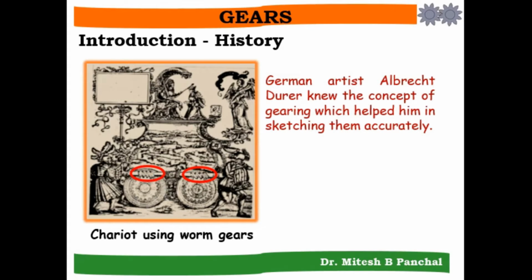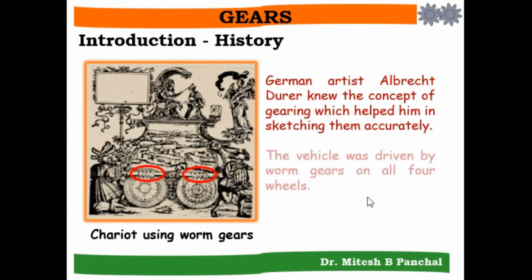The concept of gear mechanism was earlier also known, and people were using that concept to have the different operating drives, which can be cleared from this drawing. The vehicle was driven by worm gears on all four wheels. Two you can see on this side and two on the back side. So this one is also one example which states that in earlier days also the people knew the concept of gearing and gear mechanism.